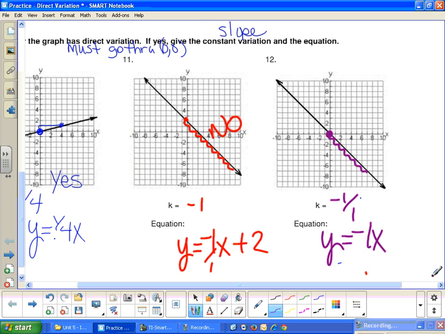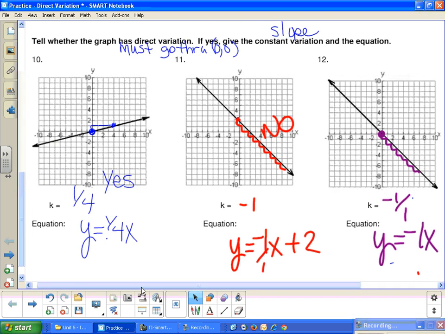We don't have to put plus 0 at the end because when it's crossing the origin, you don't have to have that. So, if we have it in an equation, we can use the formula. If you have it on a graph, it's going to cross the origin.